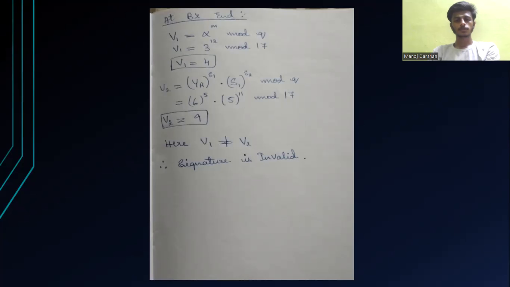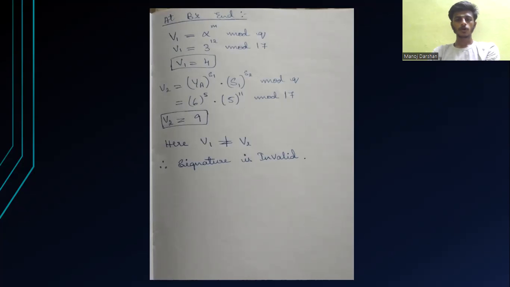We know that ya is 6, S1 is 5 and S2 is equal to 11. You multiply 6 power 5 into 5 power 11 mod 17. We get the value V2 is equal to 9.